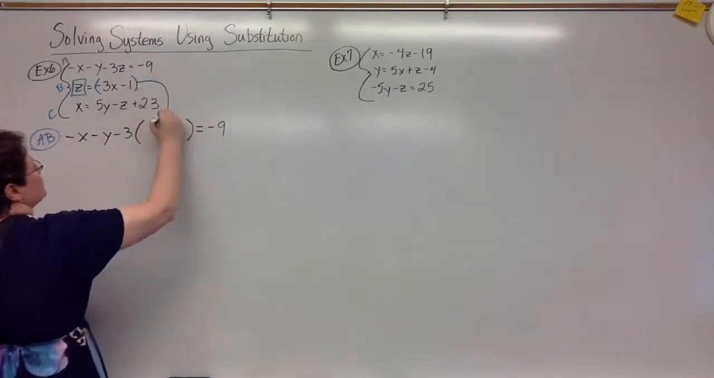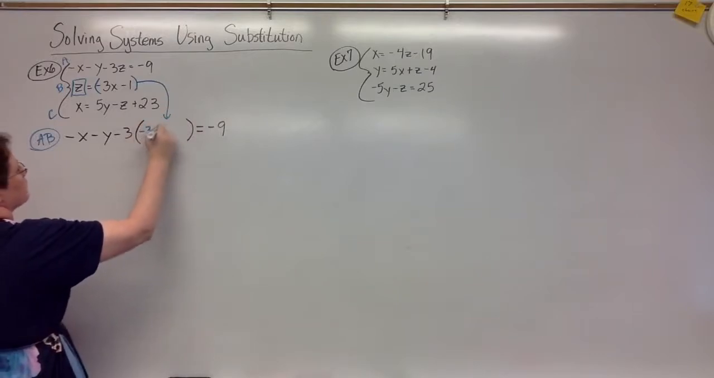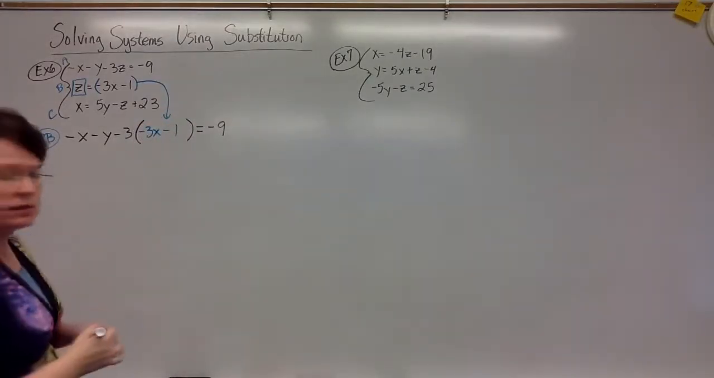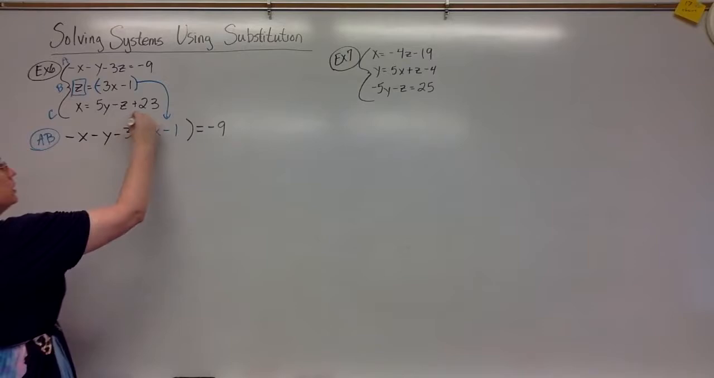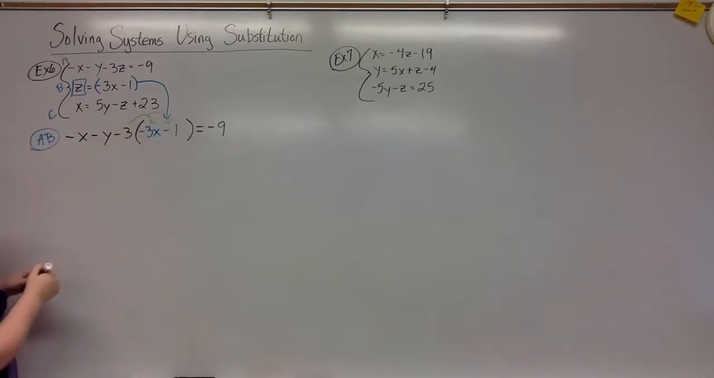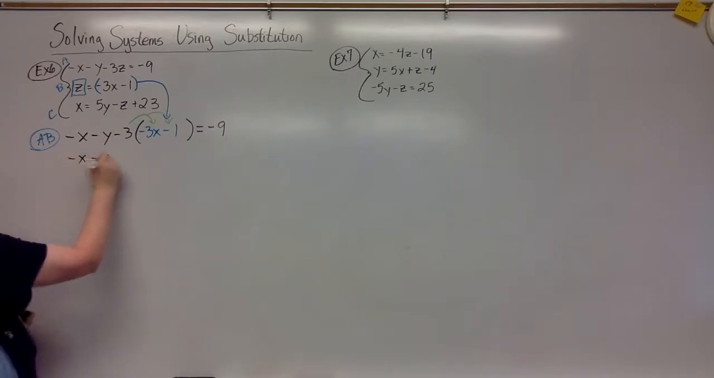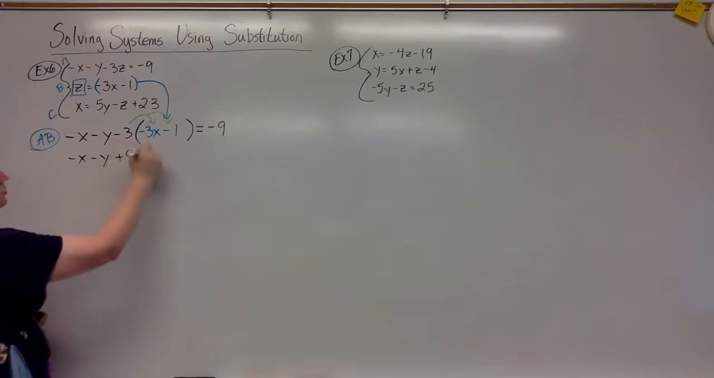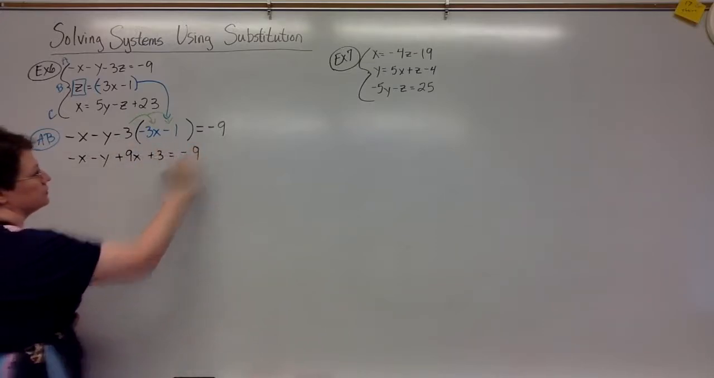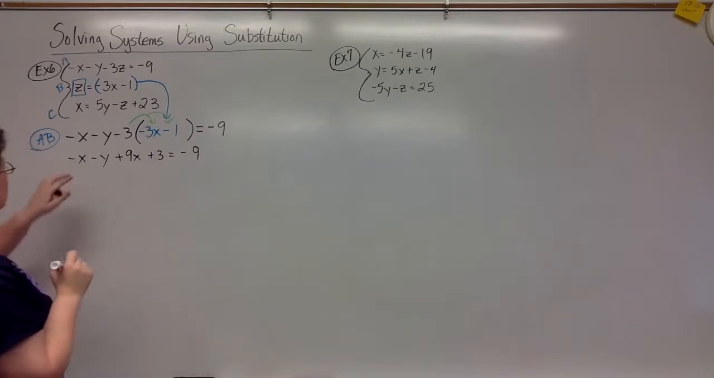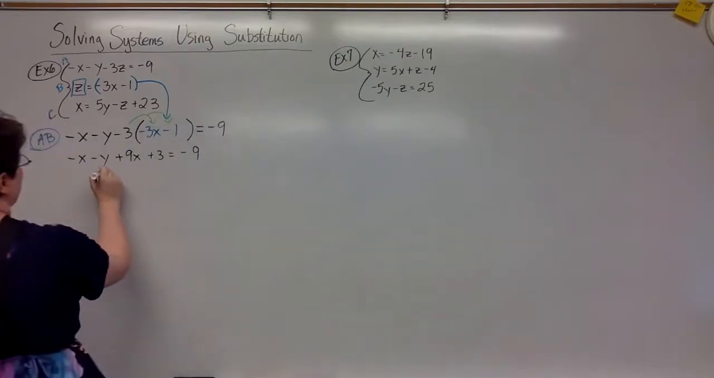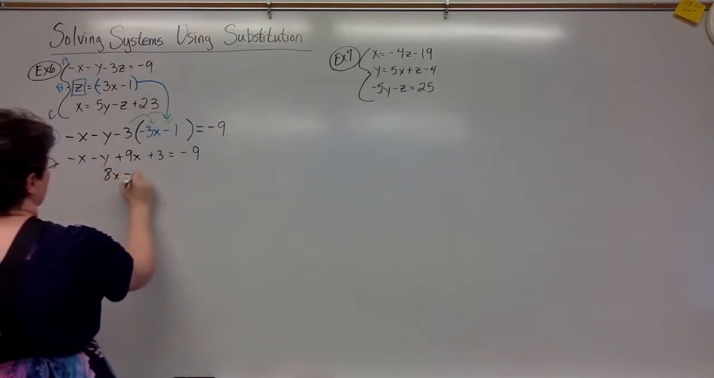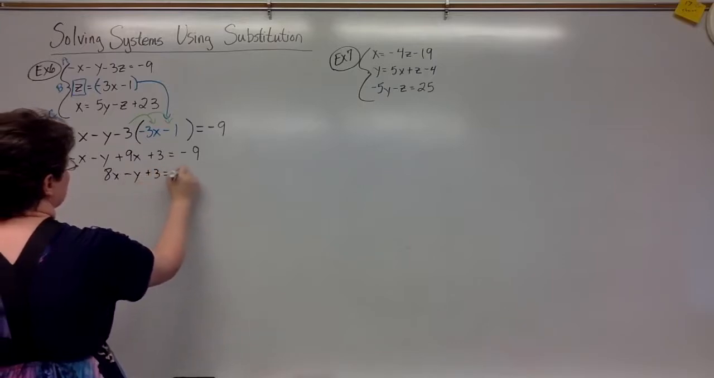And what goes in those parentheses? Negative 3x minus 1. Now we're just playing the simplify game. Not a big deal. We're going to distribute that negative 3, and we will combine some like terms. So we have negative x minus y plus 9x plus 3 equals negative 9. Easy enough. Now we do have to combine like terms. So 9x minus x gives me 8x minus y plus 3 equals negative 9.